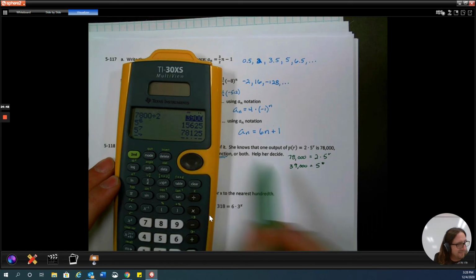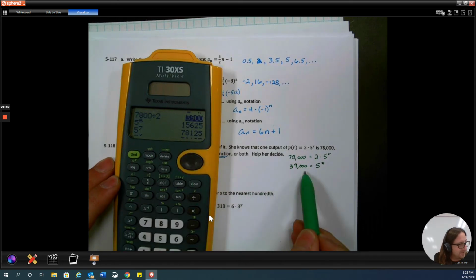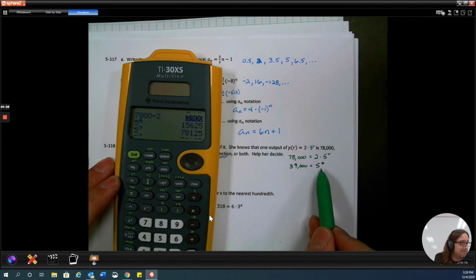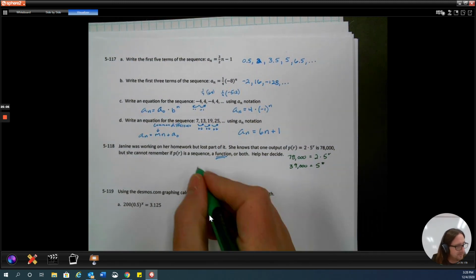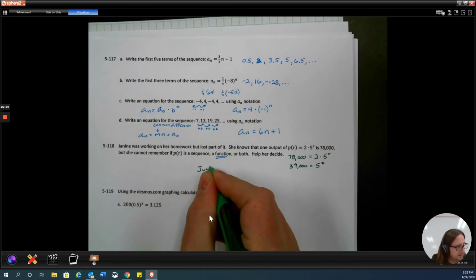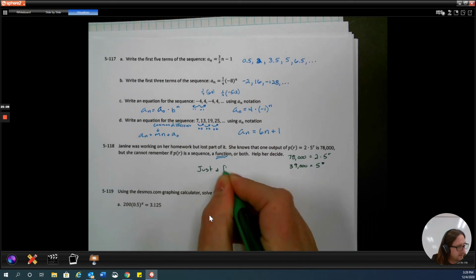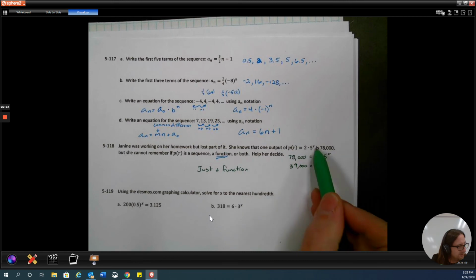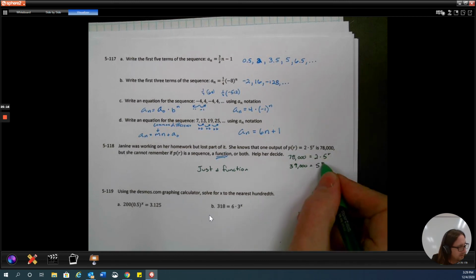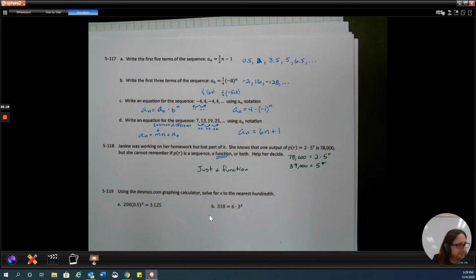Since 5 to the 7th is 78,000, that's too much, and 5 to the 6th is 15,000, that's too little, then no, there is no power of 5 where I have an integer that is going to be equal to that. So this is just a function. Because the answer for r that makes this work is not an integer.